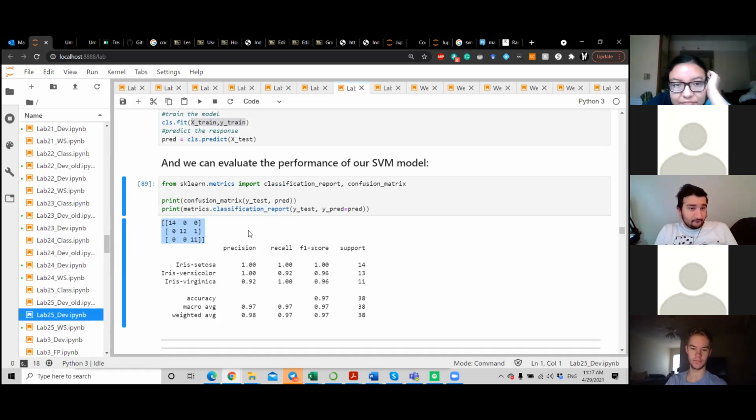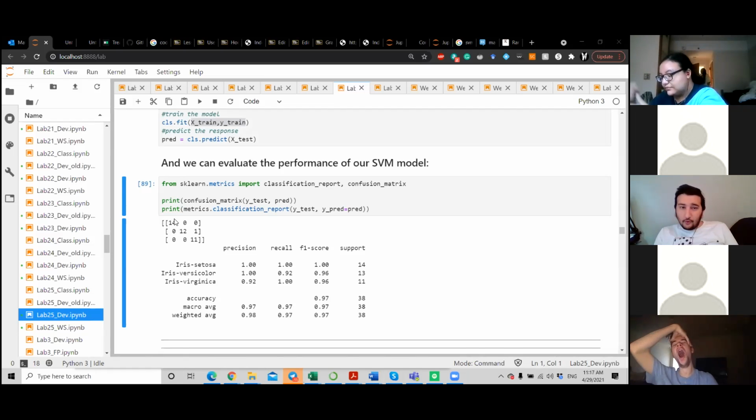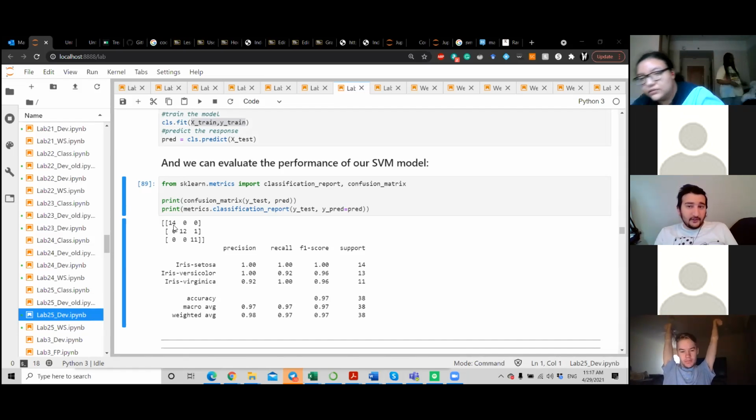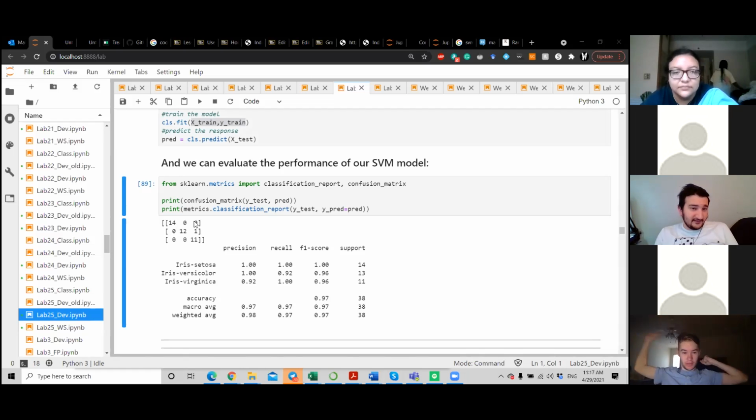I have a question. What does the 14, 12, and 11 represent? What is it showing? Okay, so the first number is telling you that you had 14 plants belonging to class 1, and your model actually captured them correctly. So in identifying the first type of plant, you have no misclassification, 14 out of 14. How do I know that there is no misclassification? These zeros.